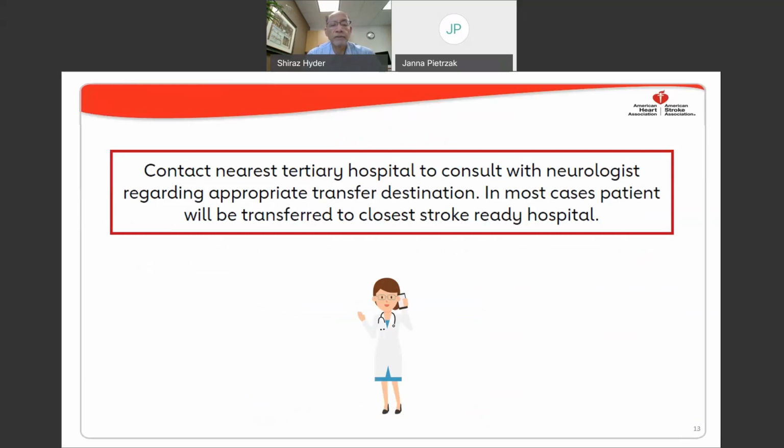And at that point, once you've realized with your quick screen and triage that this patient is having stroke symptoms, you need to contact the nearest tertiary hospital to consult with a neurologist regarding appropriate transfer destination. And in most cases, the patient will need to be transferred to the closest stroke-ready hospital.